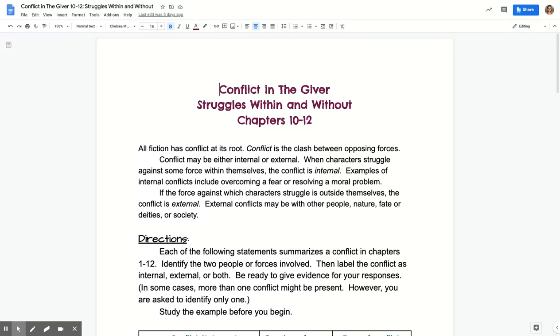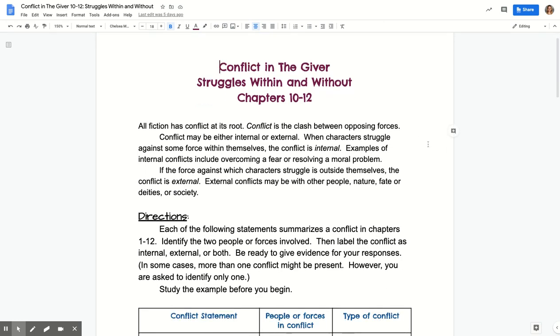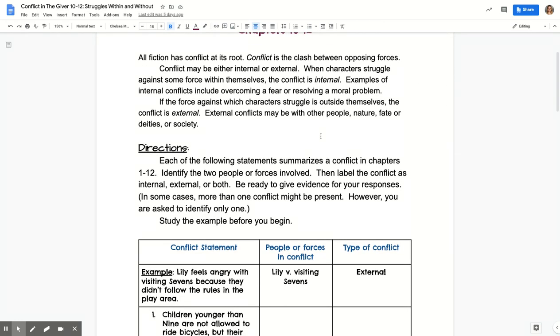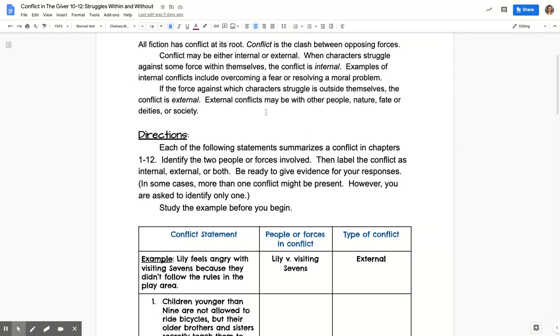Today I'm going to guide you through this assignment on conflict in The Giver. You should have viewed the conflict slides or maybe even the screencast for the conflict lesson prior to this, and you can use that information on here if you would like. So we have conflict in The Giver, struggles within and without, for chapters 10 through 12. We have some information here at the top to give you a little overview.